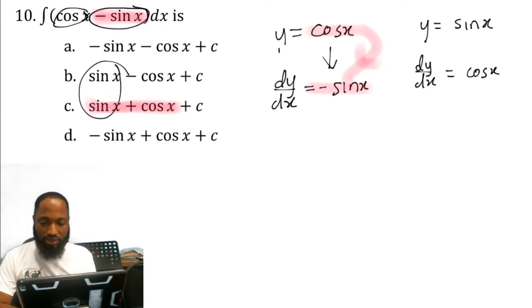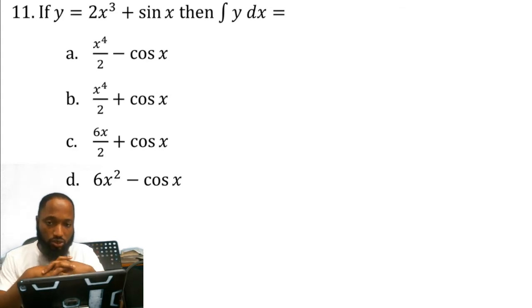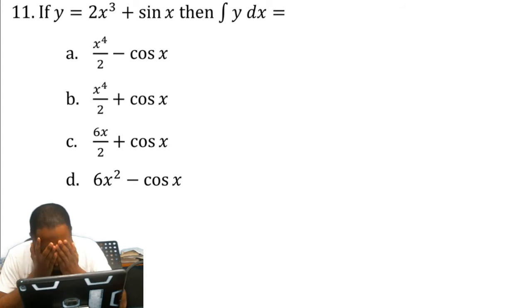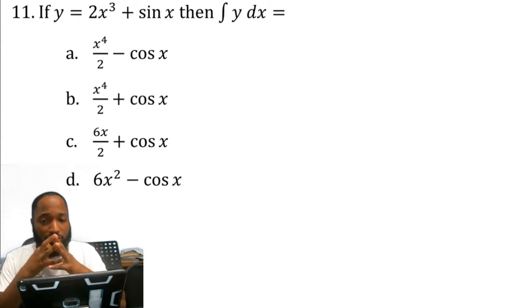Number 11, we nearly finished. Alright, number 11: if y is equal to 2x cubed plus sin x, then integrate y with respect to x equals. So this is just some more small integration for the boys.